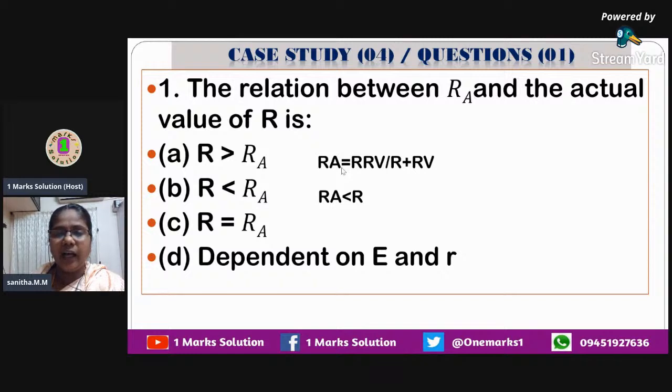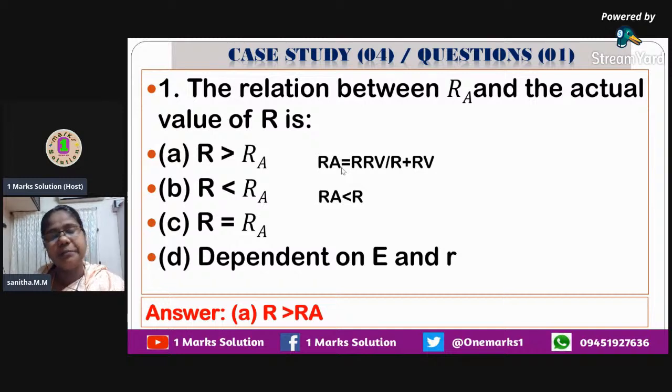R is greater than RA. Yes or no, you can just think about it. R is less than RA. R is equal to RA. And dependent on E and R. No, the fourth option is not there. So which is the option? It is very clear that RA is less than R. So it is not written here; it is written in the reverse manner. So which is the option? Don't get confused. You have to make it simple and clear. So which is the answer? The option A. We can say R is greater than RA, or in the reverse also you can write. So here the answer is A.